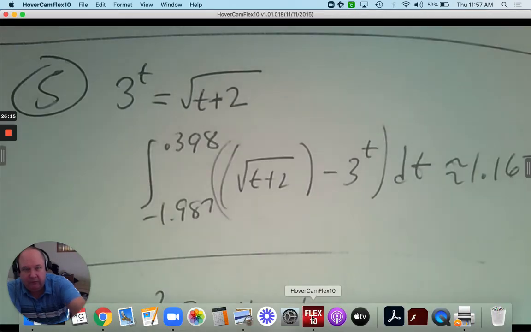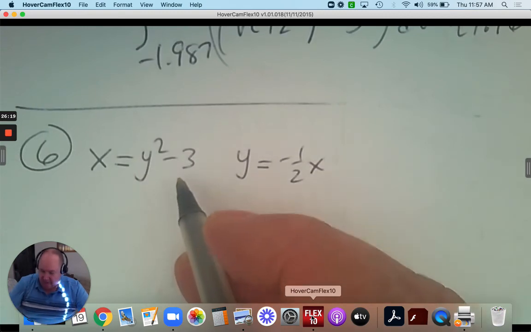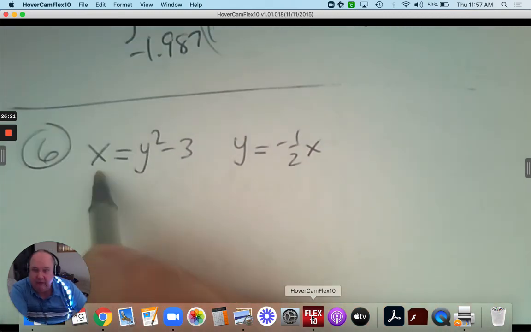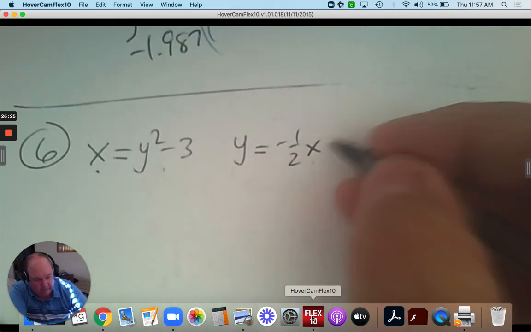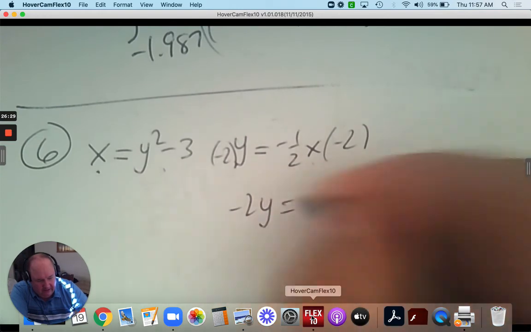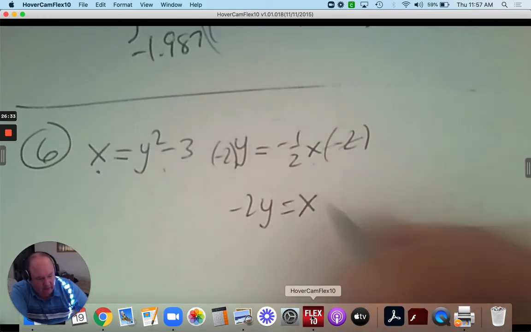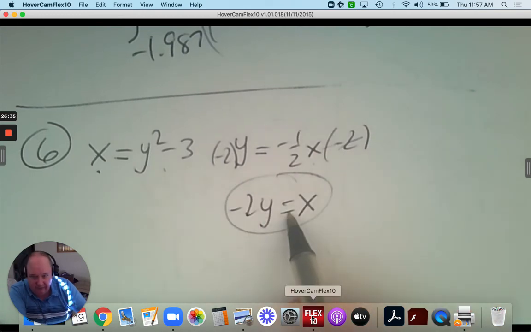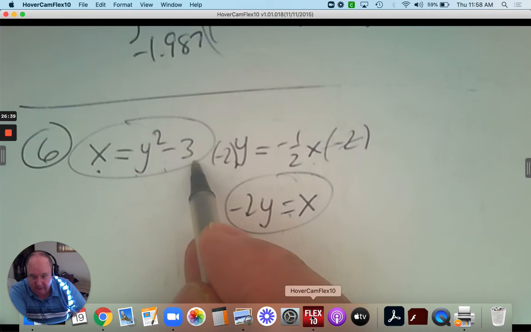Let's go through that. It said don't write it as y equals. Instead, write it as x equals. So we have x equals. This one, can you solve for x? We're going to multiply both sides by negative 2. So the negative 2 and the negative half cross out. So x is equal to negative 2y. X is equal to y squared subtract 3.